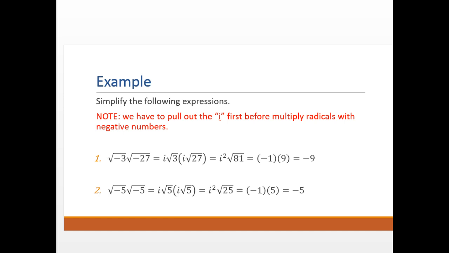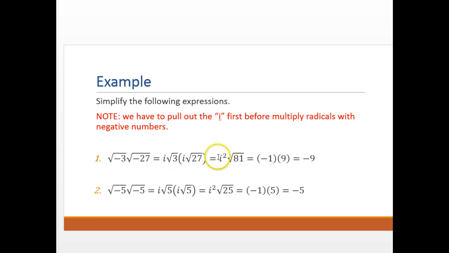Now we need to extend this to other calculations, not just simplifying expressions, but let's actually perform operations on these. Whenever we multiply numbers with negatives in the square root, we have to pull the i out first before multiplying the radicals with negative numbers in them. So if I have the square root of negative 3 times the square root of negative 27, this becomes i root 3, I pull the i out first, times i root 27.